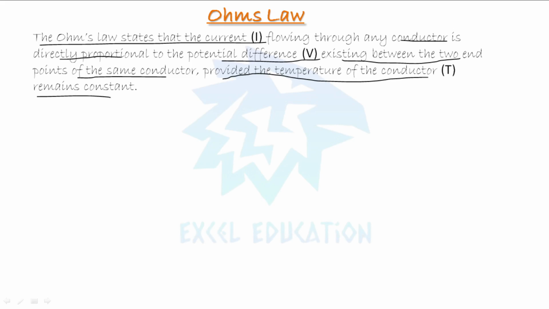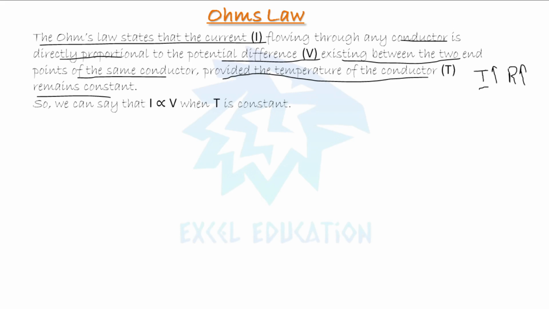We know that when the temperature, in case of metallic conductors of course, increases, the resistance also increases. So the current can't be the same when the temperature increases. So when the temperature of the conductor remains constant, hypothetically speaking, then the current flowing through the conductor will be directly proportional to the potential difference applied against the two terminals.